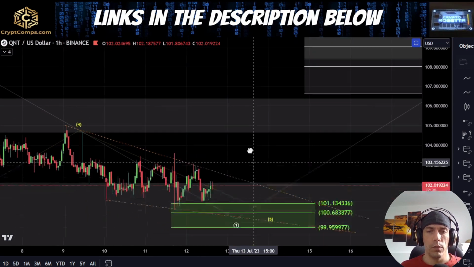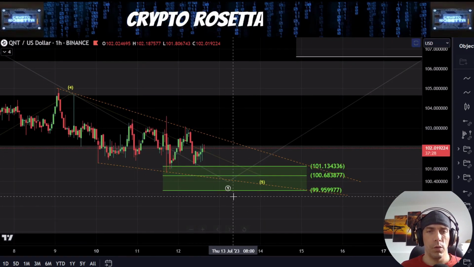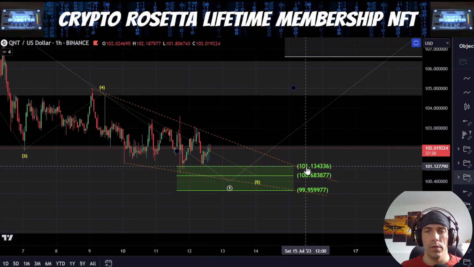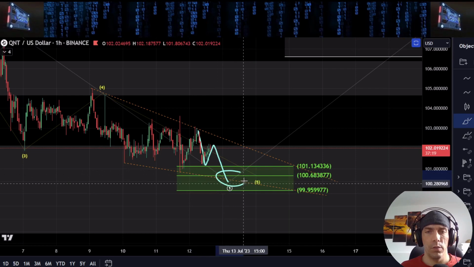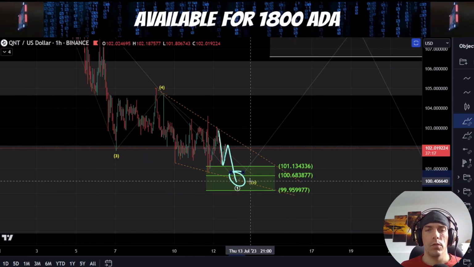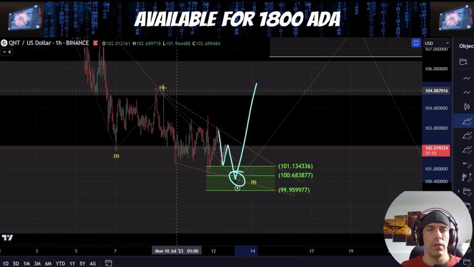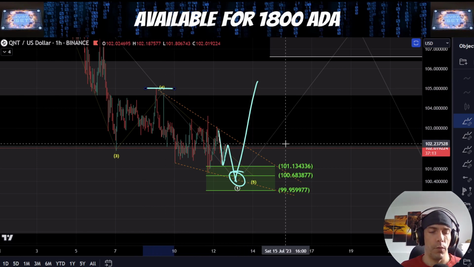Now, within this, what I would ideally like to see is one more push to the downside back into the zone of this 101 to this 99.95. So if we do see something like this, A, B, C, back into this bottom trend line, what I would then want to see for confirmation this is completed is a break back above this wave 4 area.